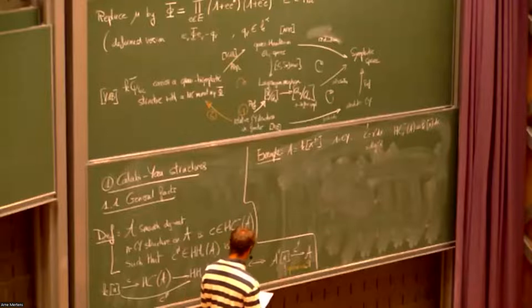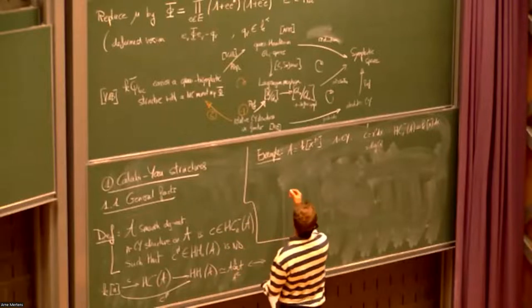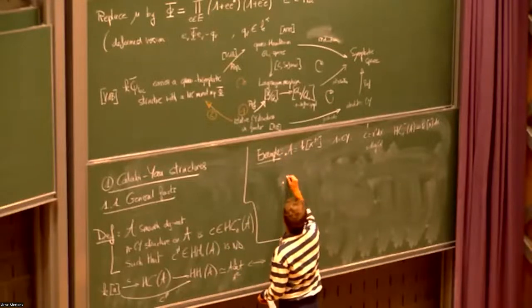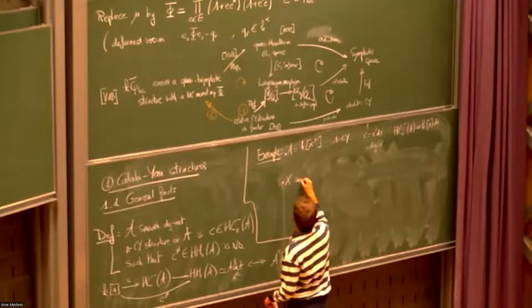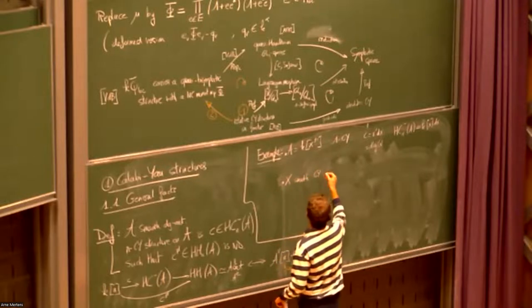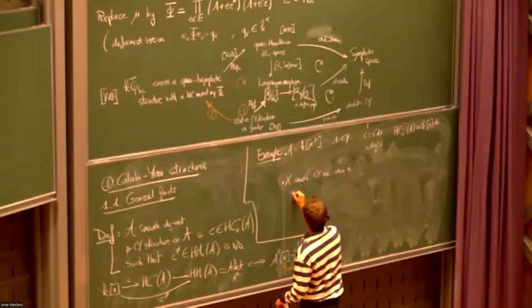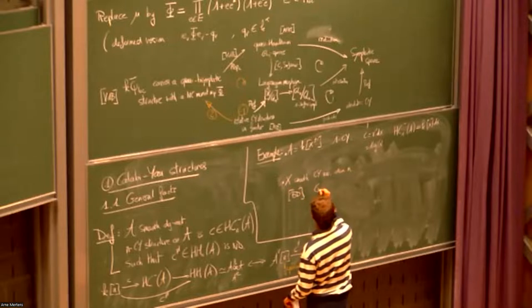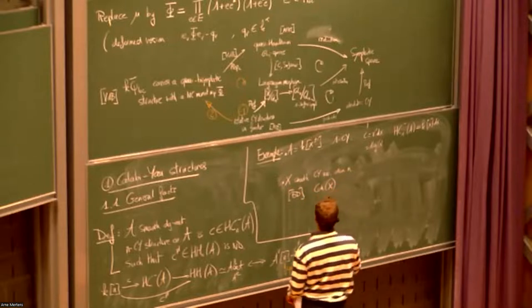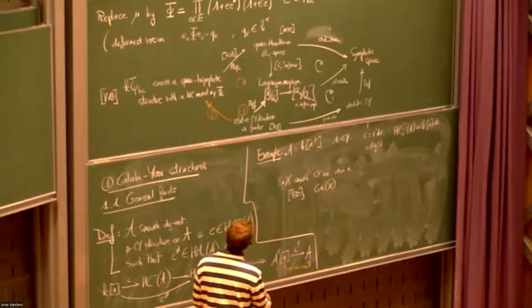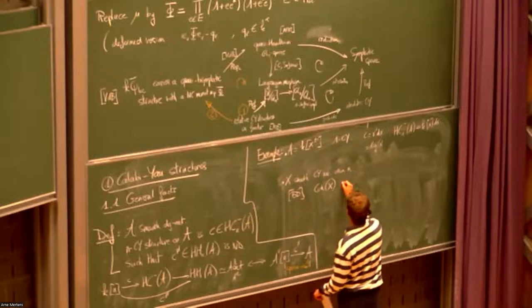Okay, more generally, if X is a smooth Calabi-Yau variety of dimension n, then Brav and Dyckerhoff prove that the DG category of complexes of coherent sheaves on X is n-Calabi-Yau.